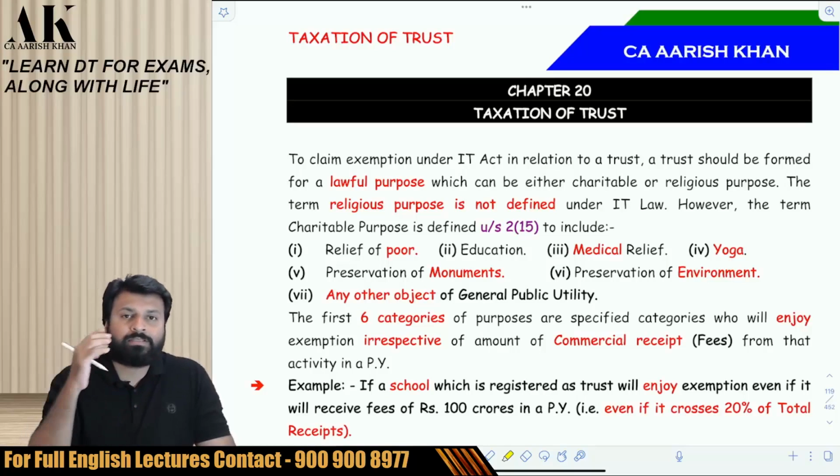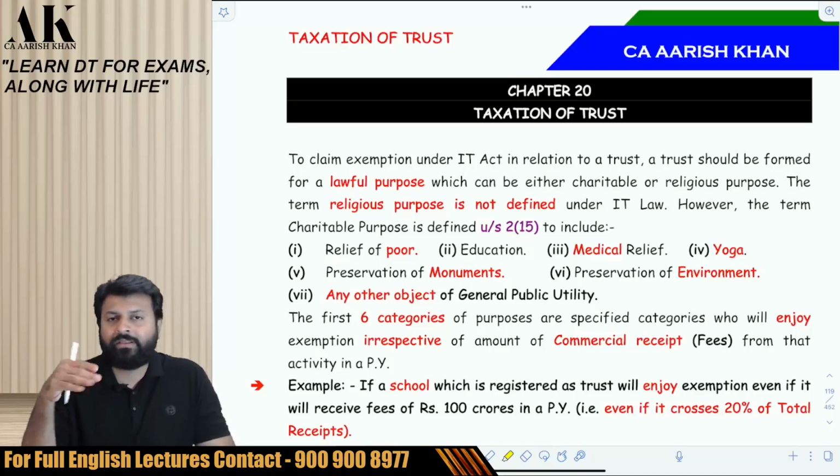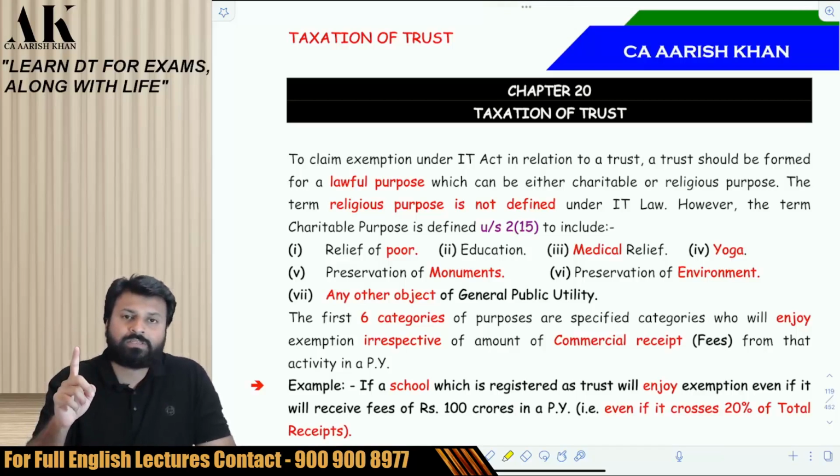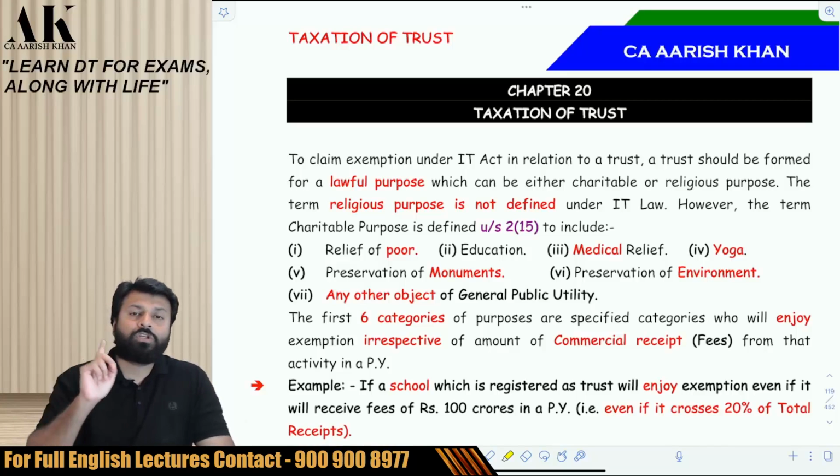There is one more part in this, that is taxation of accreted income and exit tax, that we will take some time later, in the subsequent revision video. Today I am interested in taxation of trust and what this topic means. First of all, we need to understand there are 2 types of trust which can be there. One is known as charitable trust, one is known as religious trust, and both are different. The word religious purpose is not defined under income tax law, whereas the word charitable purpose is defined under income tax law in section 2 clause 15.